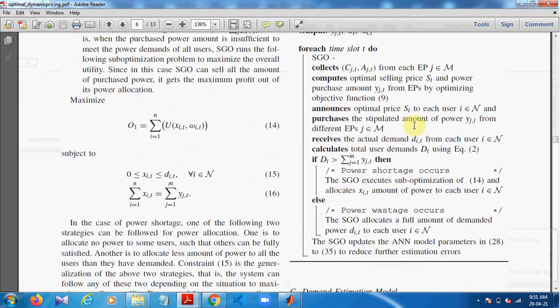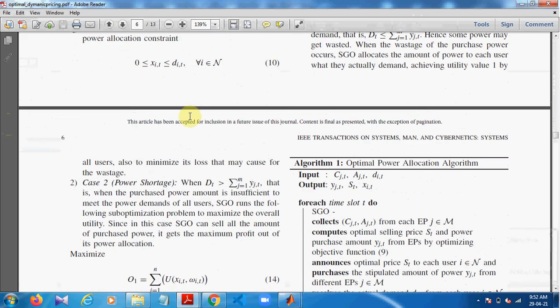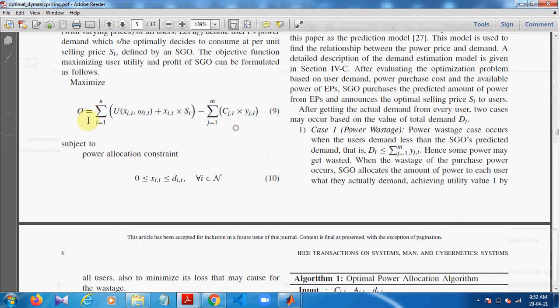So this is the algorithm. We can see the execution of the algorithm. Here they mention that for each time slot T, the SGO will collect CJT and AJT from each energy producer, J and M. Based on that, it will compute the optimal selling price ST and power purchase amount YJT from the EPs by optimizing function 9. Function 9 is the objective function of our project. I'll show you the objective function. This is equation 9, our objective function, where O is equal to the summation of U XIT WIT plus XIT into ST, from i equals 1 to n, minus the summation of CJT into YJT, from j equals 1 to m.